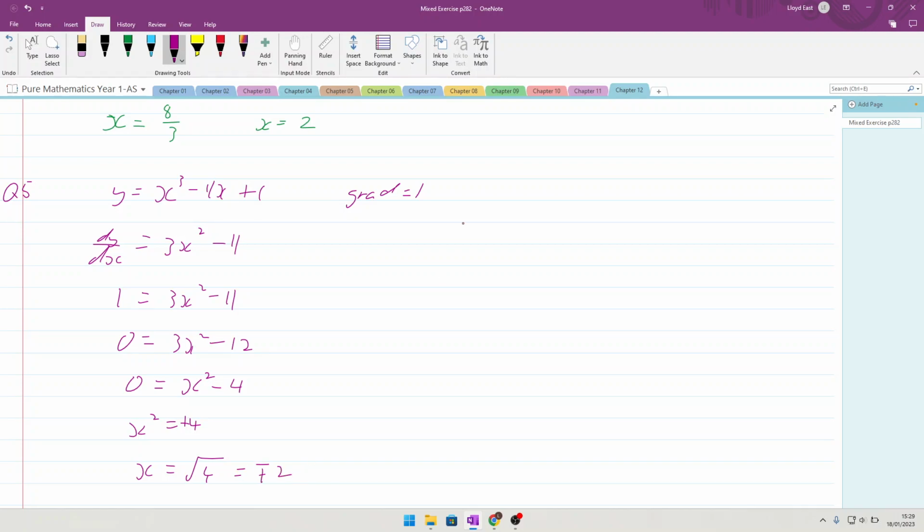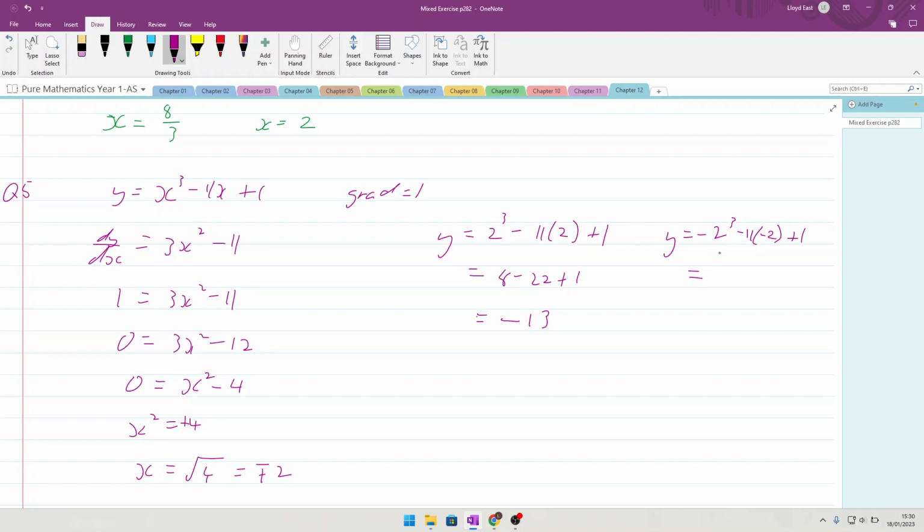Okay, because they want the y coordinates as well, we need to do y equals 2 to the power 3 minus 11 times 2 plus 1. This gives us 8 minus 22 plus 1, which is minus 13.